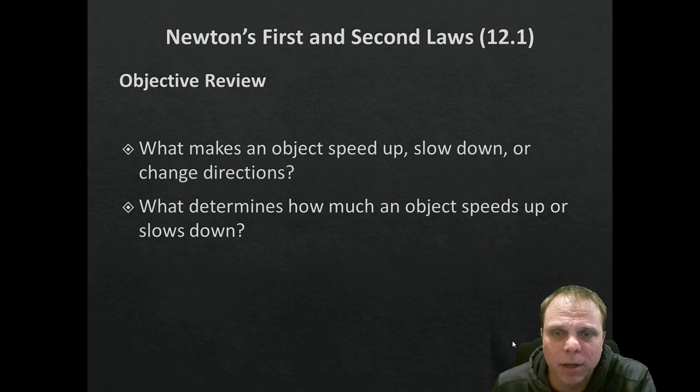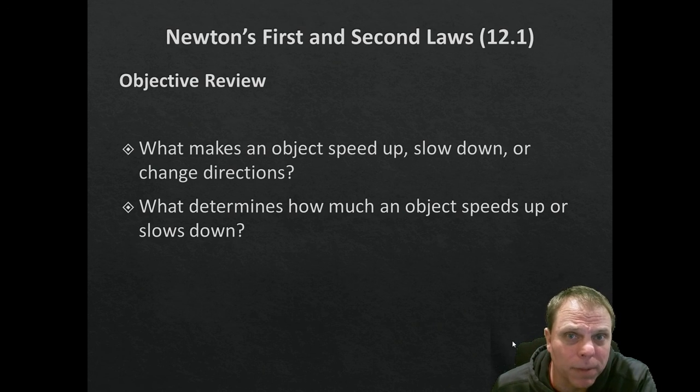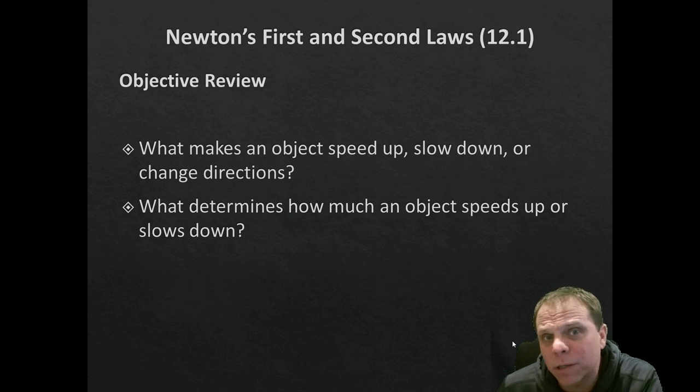All right, so let's look at what we have learned in this section. What makes an object speed up, slow down, or change directions? It's got to be acted upon by a net force. And so force is going to make an object speed up, slow down, or change directions. What determines how much an object speeds up or slows down? The amount of force that we apply and the mass of that object. Both of those things are going to determine how much it speeds up or slows down. Now, the speeds up and slows down part, you probably are recognizing now, we're talking about acceleration. So two things affect acceleration, the force and the mass. All right, so that's all we're talking about today.